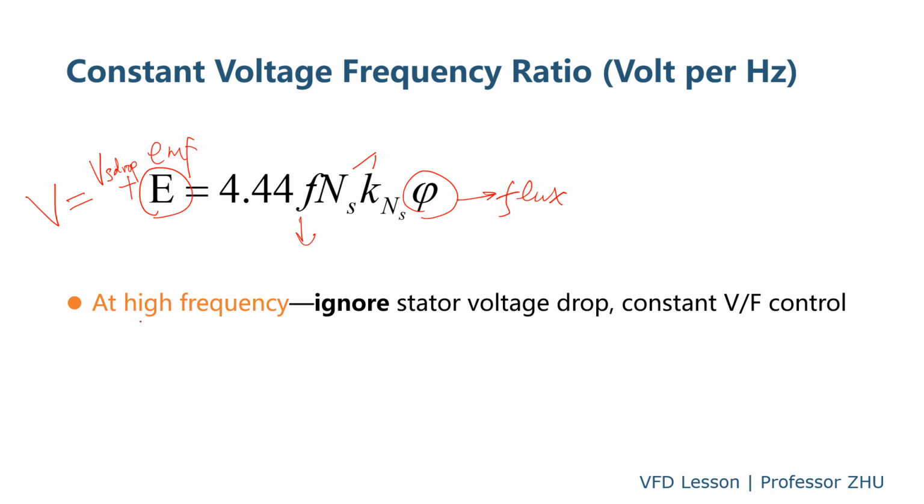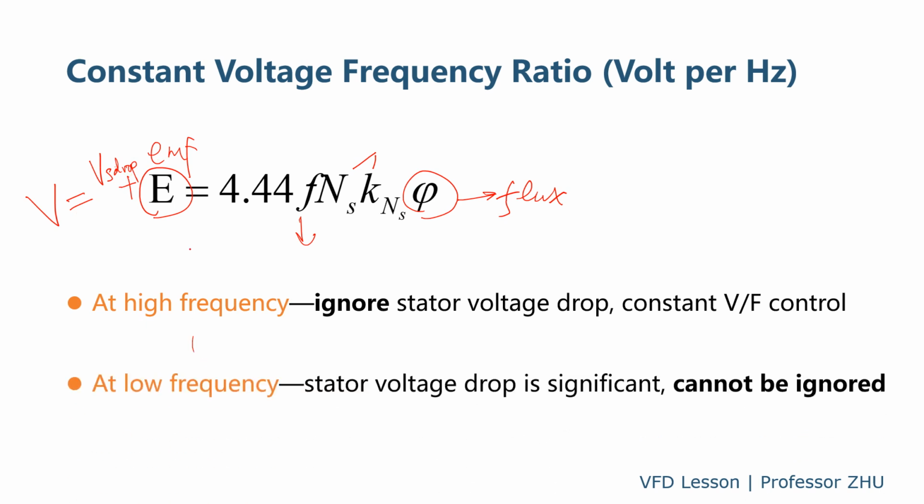Normally at high frequency, because the voltage drop is small compared with the EMF and the voltage, the stator voltage drop can be neglected. But at low frequency, because the voltage is low, the voltage drop on the stator cannot be ignored. So normally, in most cases, the voltage is proportional to F multiplied by flux.